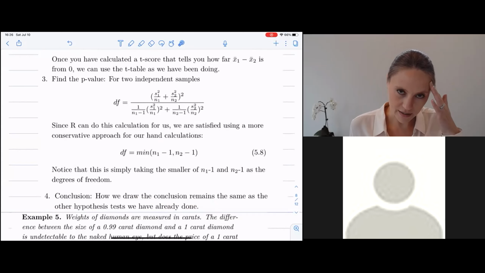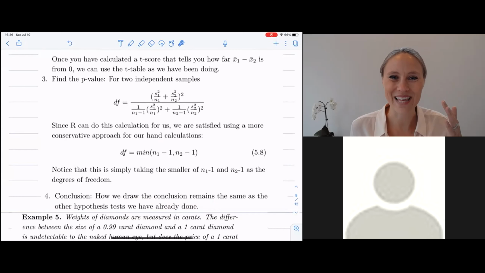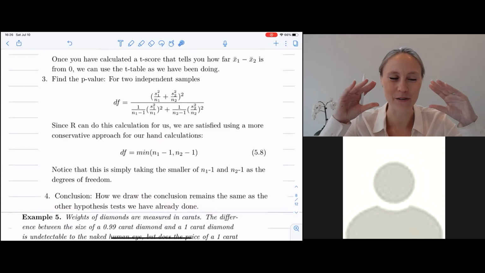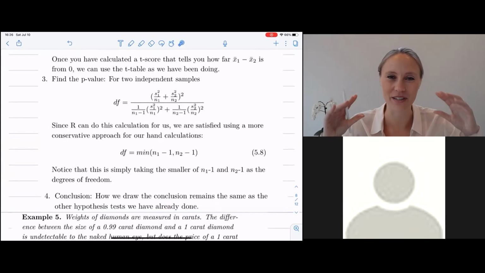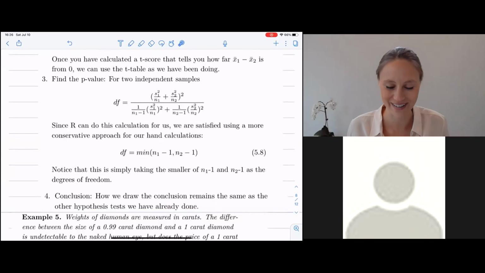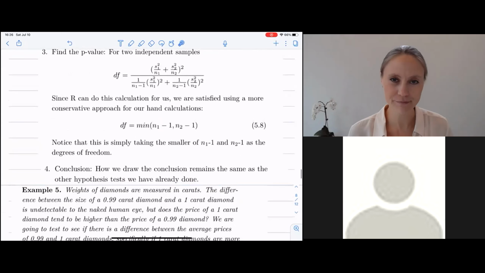So no wonder I made you memorize that if the p-value is less than the alpha level, then you have enough evidence to reject H0.